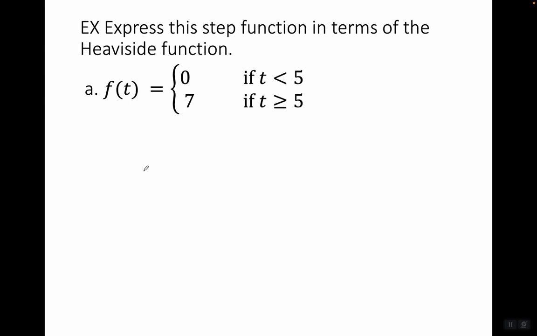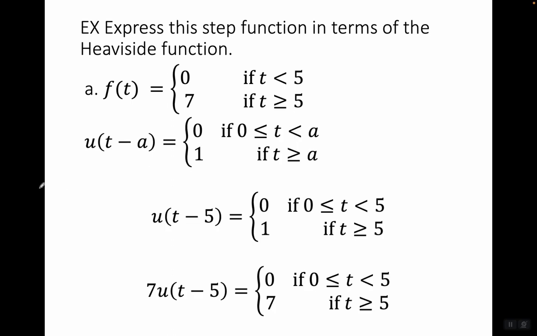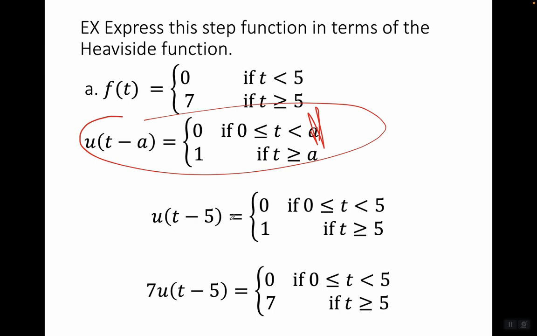Express this step function in terms of the Heaviside function. F of t equals 0 for t less than 5, and 7 for t greater than or equal to 5. Okay, so again, here's the Heaviside function, u of t minus a. We can see that a equals 5 here. So we're looking at u of t minus 5. It's 0 between 0 and 5, and it's 1 for t greater than or equal to 5. We don't want it to be 1, we want it to be 7, so we just multiply both sides by 7. 7 u of t minus 5 is 0 for t between 0 and 5, and it's 7 for t greater than or equal to 5.